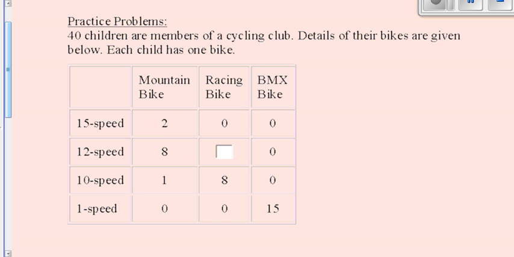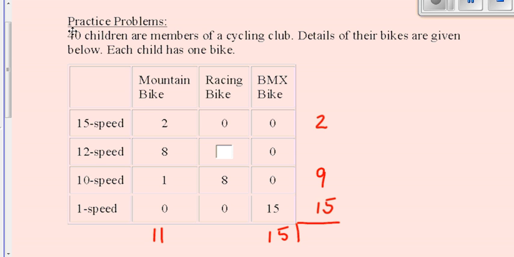So, on the practice problems, 40 children are members of a cycling club. Details of their bikes are given below. Each child has one bike. Now there are some numbers that are missing here, so this is going to be a little bit of a puzzle. I would say let's total up what we can. So mountain bikes, if we add those up, we get 11. And if I total the rows, this row is 2, the next row I don't know, this row is 9, this row is 15, the last column is 15, and we've got to figure out what goes in there.